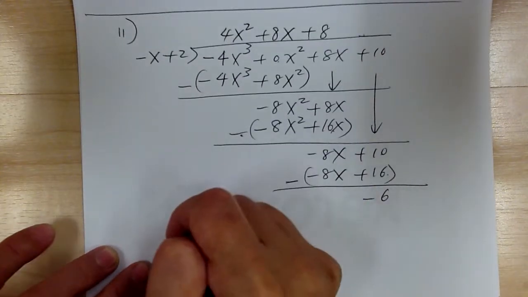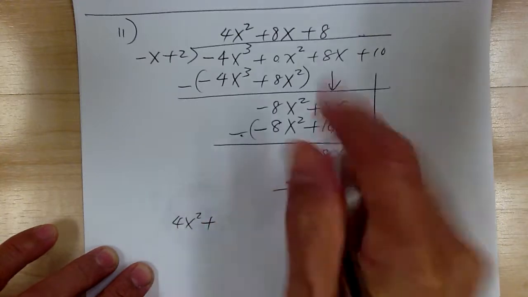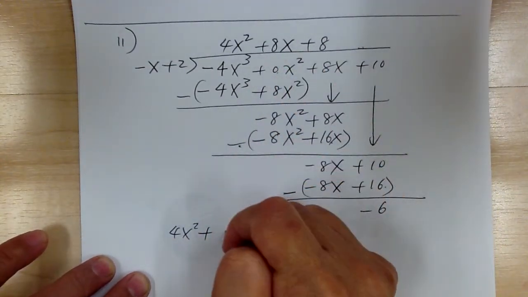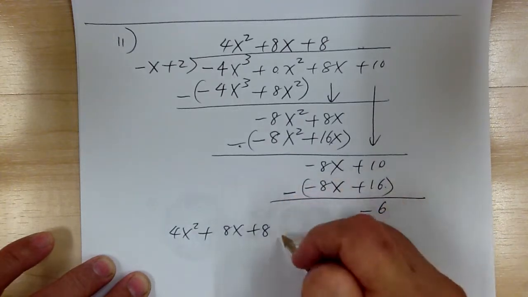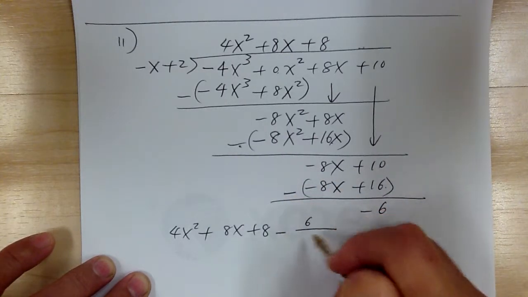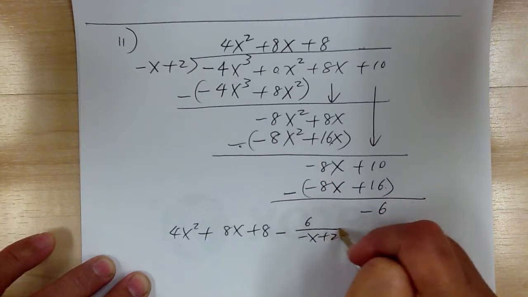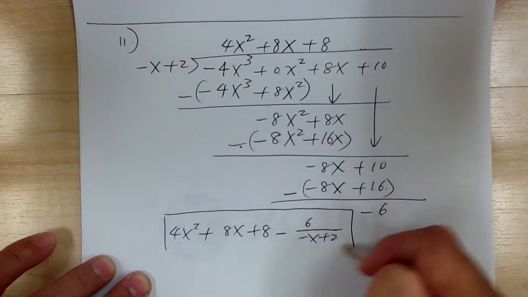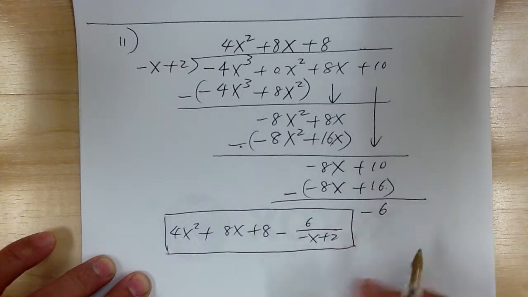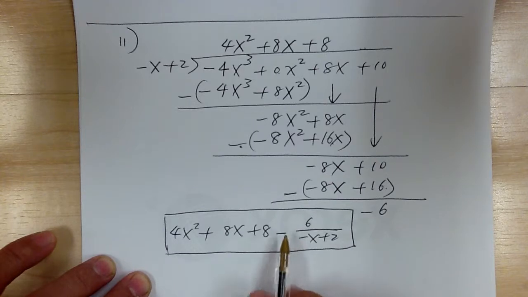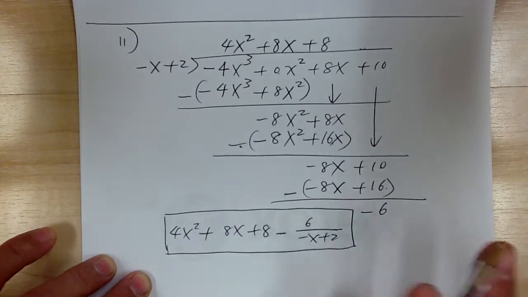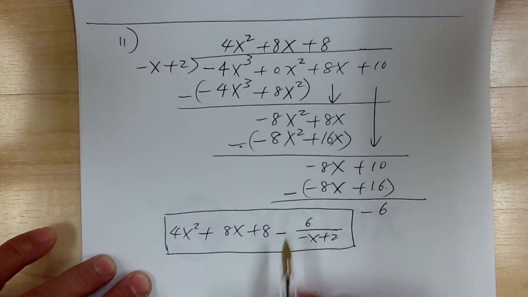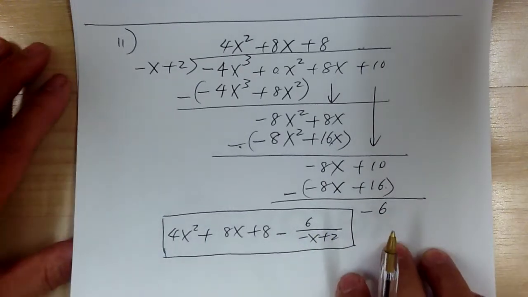So your answer would be 4x squared from here. Right, 4x squared plus ax plus 8. And this is a negative, so it would be minus 6 over negative x plus 2. Okay. Again, do not cancel out the negative, because this negative is for the whole thing, and this negative is only for the x. So they are different things, so do not cancel it out. Just leave it the way it is.